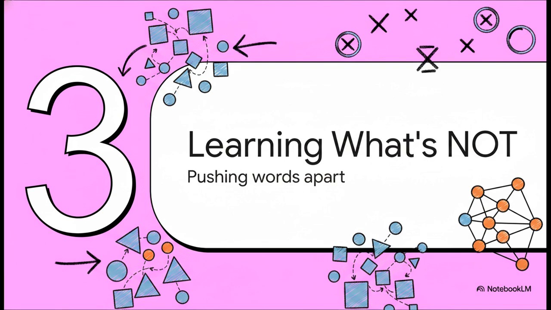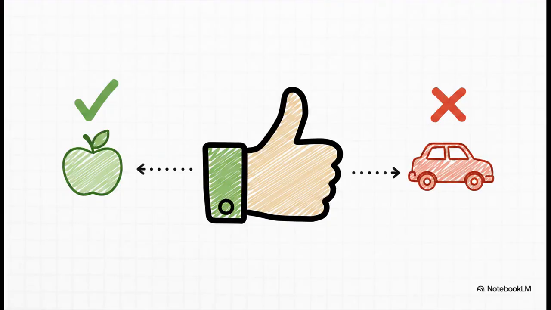But that's only half the story. It's just as important for it to learn what words to push apart. And to do this, the training process also includes what we call negative examples. So for every real positive pair it sees, like and apple, it will also generate a random incorrect pair, something like and car. Because, in the real world, you just don't see those two words together very often.